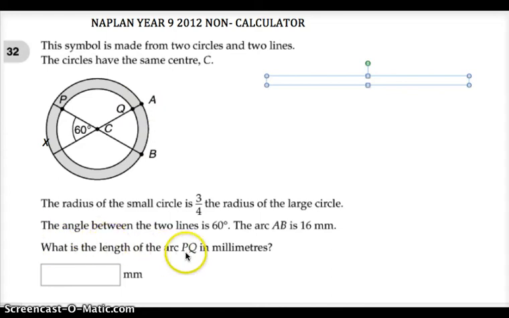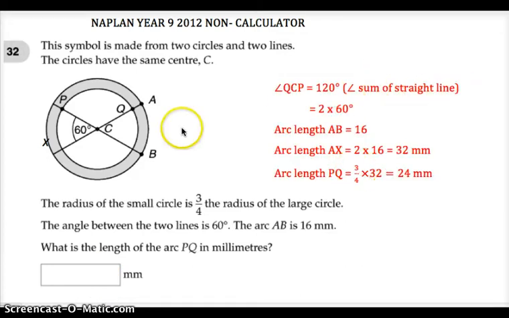What is the length of the arc PQ? So we want this arc PQ in millimeters also. Pause the video and attempt the question. Now I've just put the solution up here. Now we say the angle QCP is 120 degrees, because if you look from A through C to X, this is a straight line. So therefore, we know that yes, that's 120 degrees in there, but that happens to be 2 times 60.